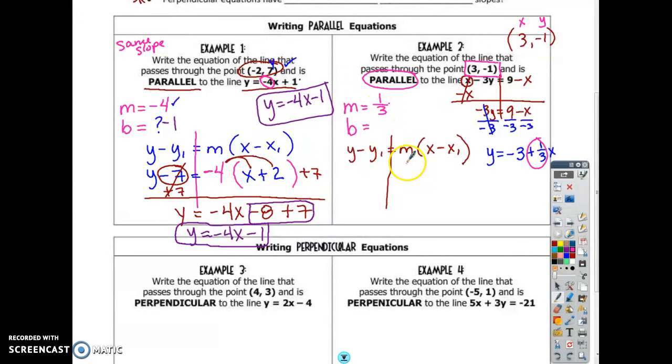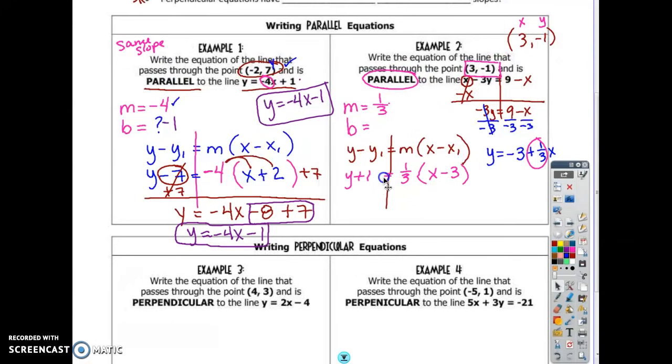We need to plug in the 1/3 right here. My y is a -1, so I'm going to put y plus 1, because of that minus. And my x is 3, so that's x minus 3. You guys need to distribute, and you need to move the positive 1 to the other side, minus 1. Go ahead. So we move this plus 1, this plus 1 moves to minus 1.